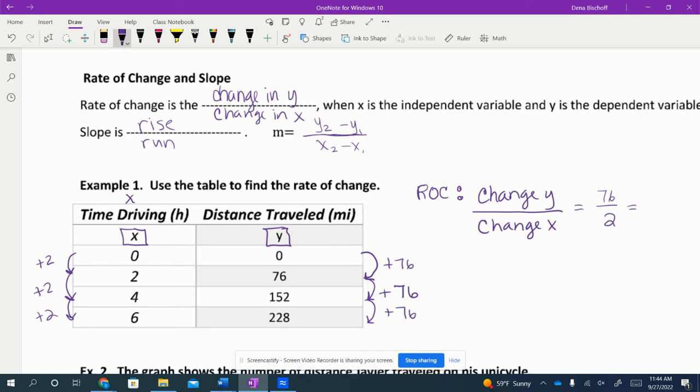Can I reduce that? Divide by 2. 76 divided by 2 is 38. So I'm going to write it as 38 over 1, and I'm going to put it in terms of this graph. The y label on your table represents what? Distance traveled in miles. So I went 38 miles in, and my time driving is in what? Minutes, seconds, in 1 hour.